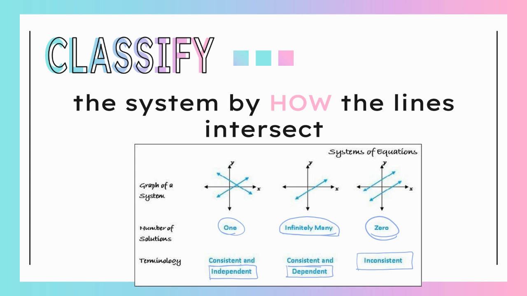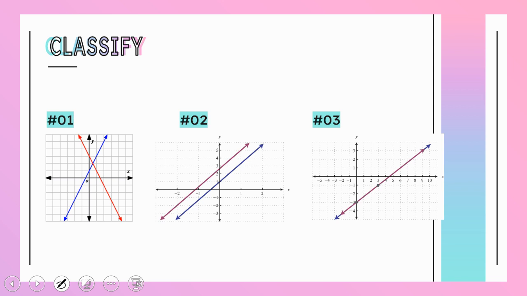You do need to know those classifications. They are important. So you need to know if they intersect at one point, they are consistent and independent. If they intersect at infinite points, they are consistent and dependent. And if they intersect not at all or at 0 points, they are inconsistent, okay? So when you are asked to classify a system, you need to know what these words mean and what that means for how many solutions they have. Now let's talk about some systems here, and we're going to classify these. Okay, we're going to do a little bit of practice here.